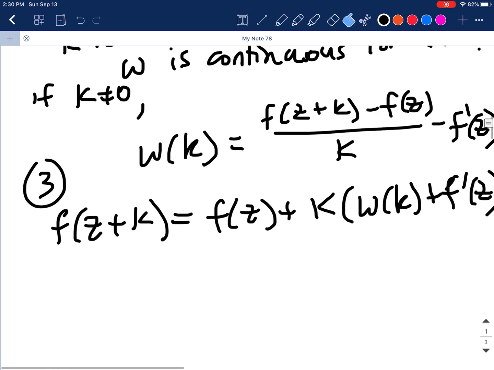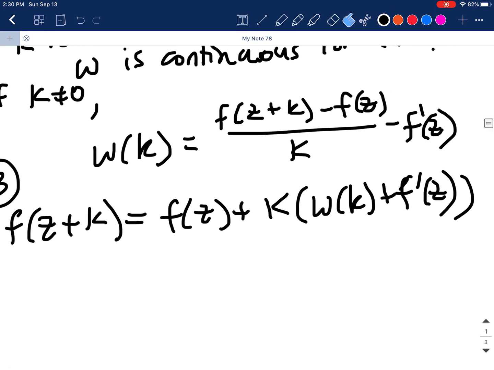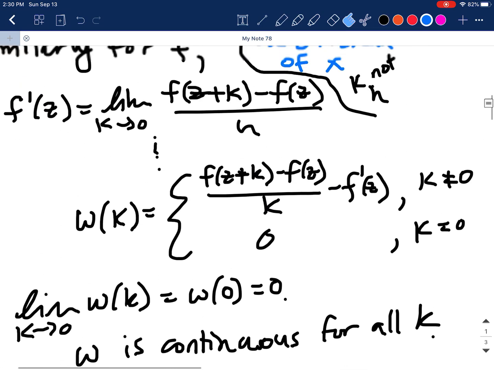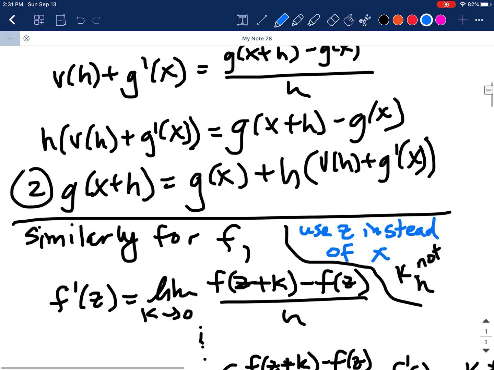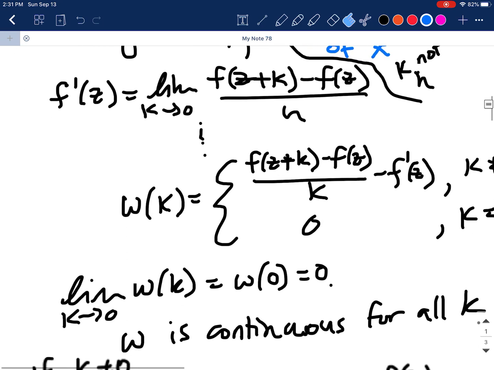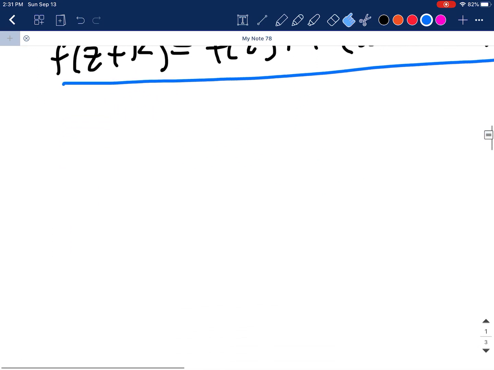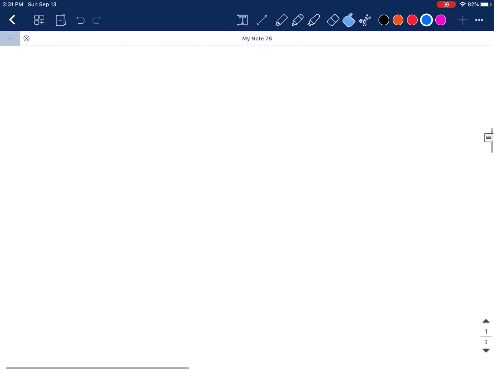All right, so note we've got a new expression for f of z plus k. We've got a new expression for g of x plus h. And then we've got these v and w functions. Okay, all right, so now we've got all the machinery that we're going to need for our proof here. So let's get to it.